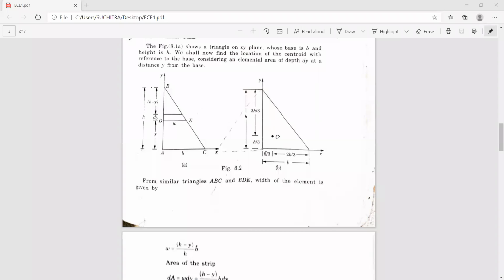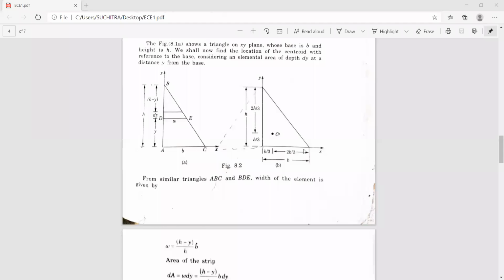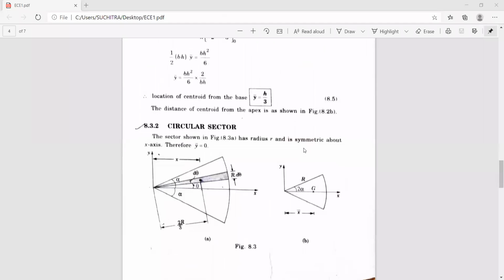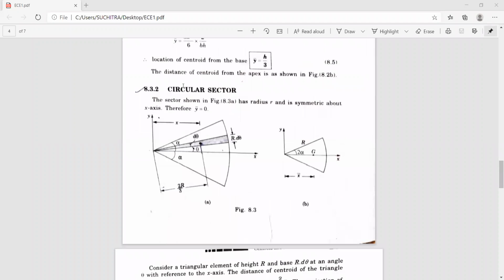And if you consider the base, if you measure the centroidal distance with respect to the y-axis, it is at a distance b by 3 from the base and 2b by 3 from the apex. So this figure clearly shows the centroidal distance of the given right angle triangle with respect to the x-axis and y-axis. Now, next we shall discuss how to locate the centroid of a circular sector.